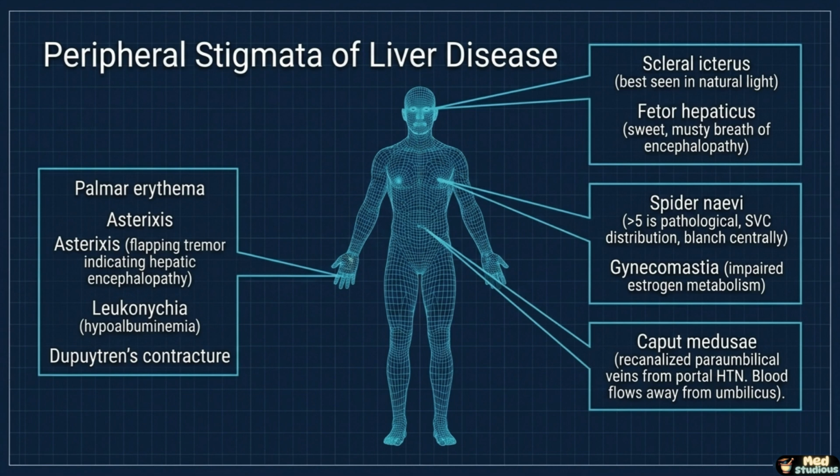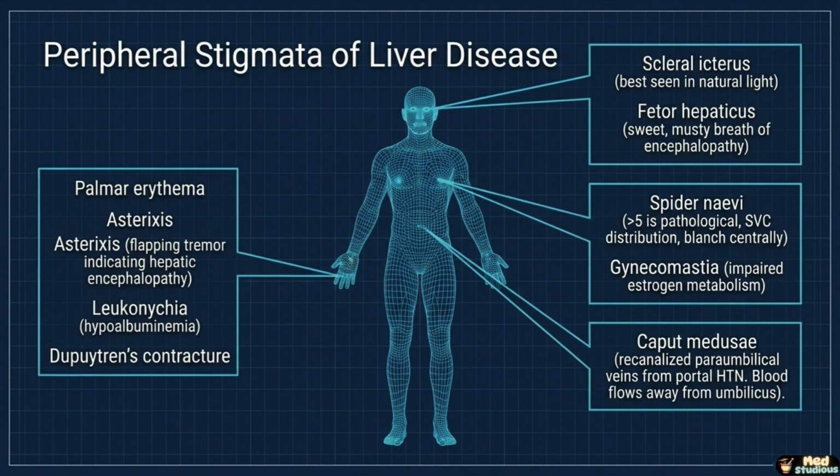On the chest, spider nevi become pathological once there are more than 5, characteristically distributed in a superior vena cava pattern and distinguished from normal vessels by blanching centrally and refilling from the center outward when pressed. Gynecomastia reflects the same impaired estrogen clearance seen in palmar erythema.